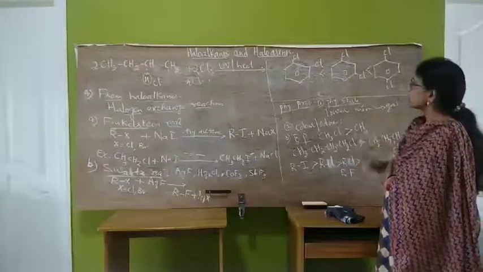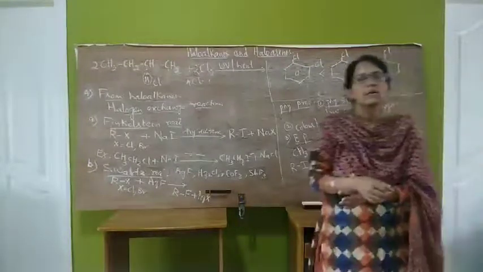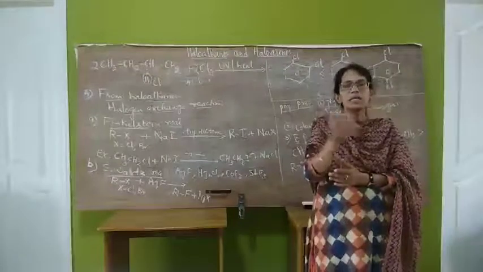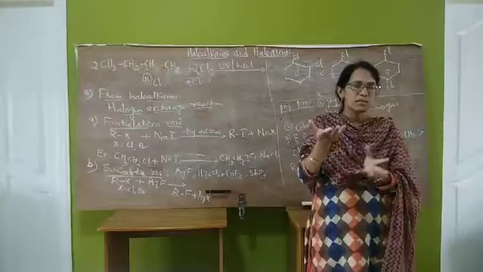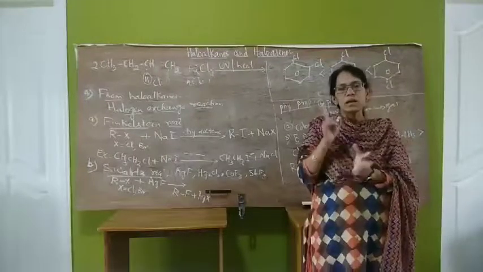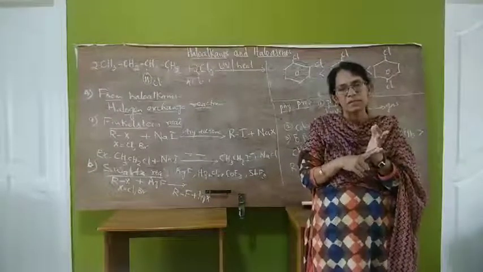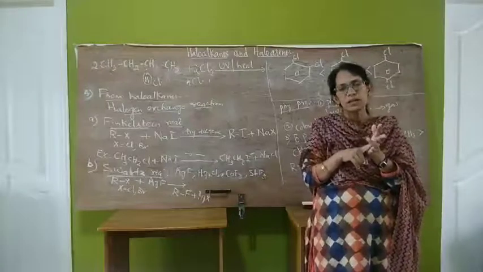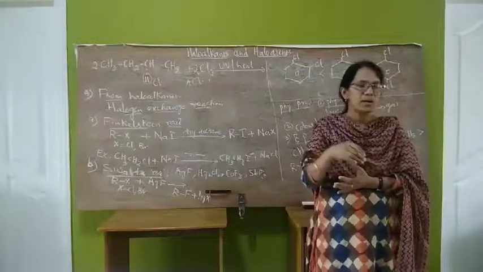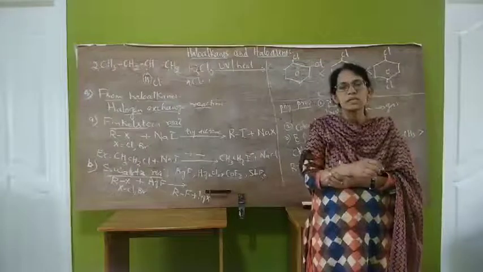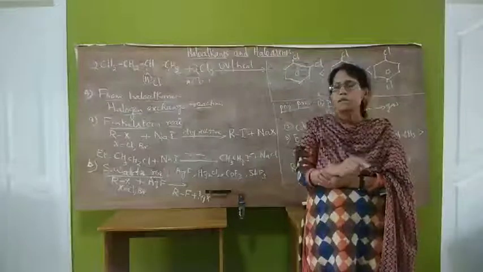Next physical property is density. See, density increases with increase in molecular mass. Density increases due to increase in number of carbon atoms. The second point is increase in halogen atoms and increase in atomic mass of halogen atoms. As the atomic mass of halogens increases, the density increases. The last physical property is solubility.